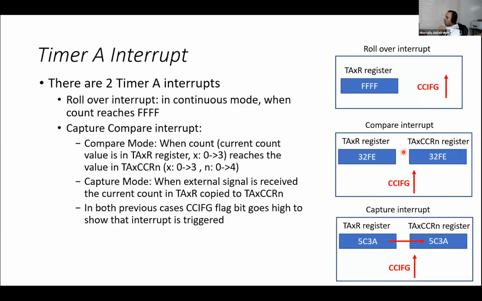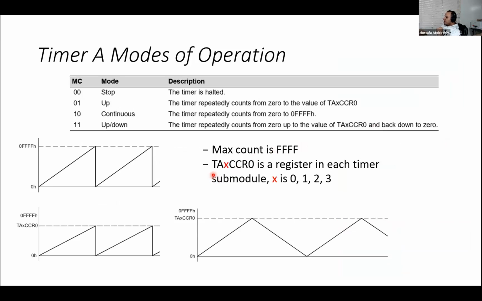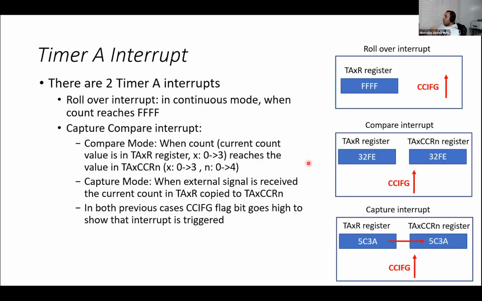Before we go to the next type of interrupt, which is called the capture interrupt, let's also know this register. When you hear that there is a register called TAxCCR0, actually, besides 0, you also have TAxCCR1, 2, 3, 4. They are 5. So each submodule has 5 registers, and you can use any of them to put this value to trigger the interrupt. Okay. Good.